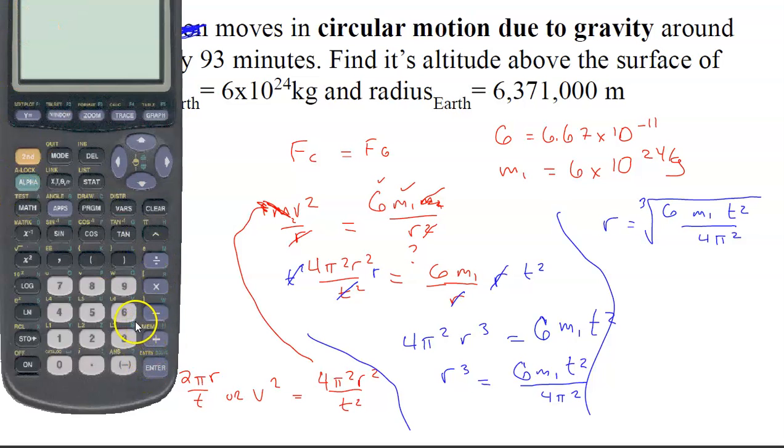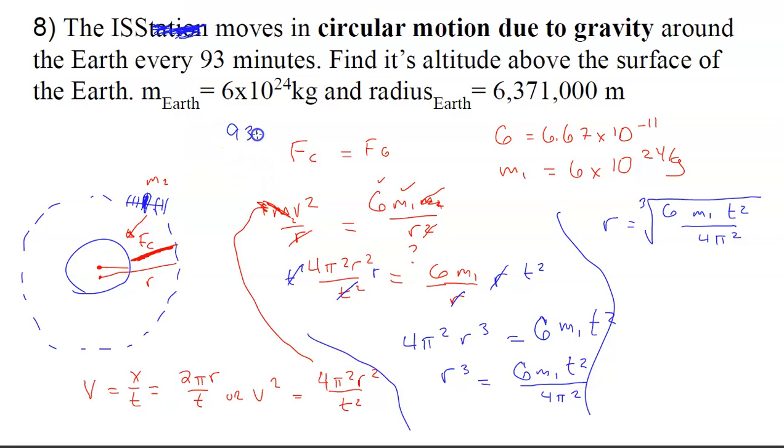And I want to do the cube root of G, which was 6.67 e negative 11, times the mass, 6 times 10 to the 24, times the time, which is 93 minutes. We don't like minutes, do we? We want seconds. So we need to do one more little thing right here. 93 minutes.